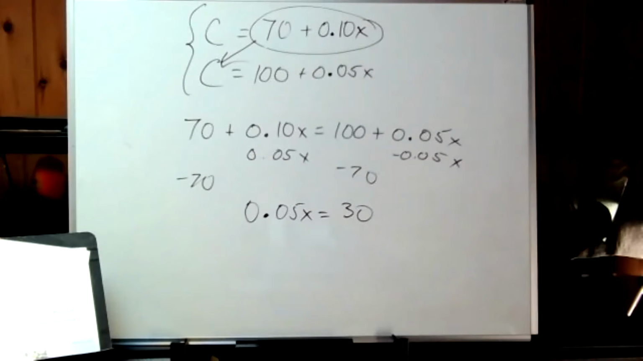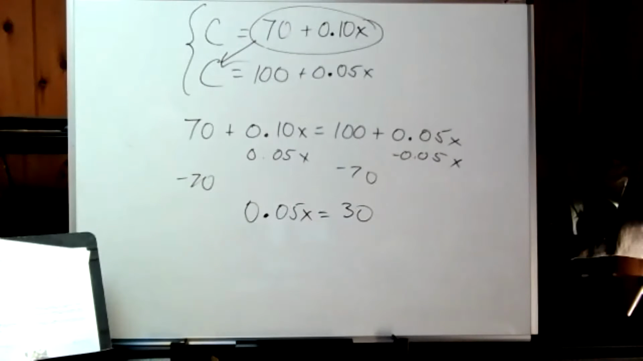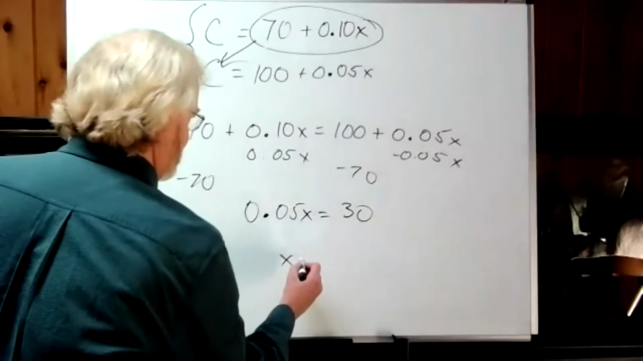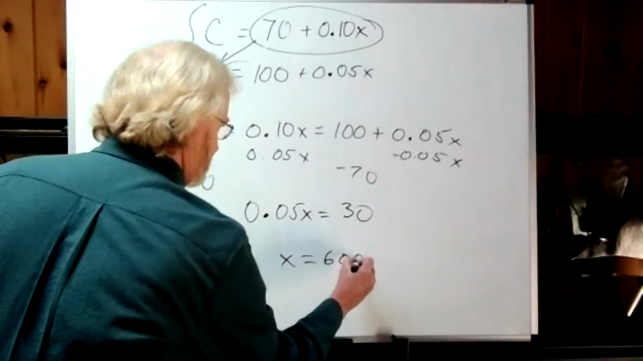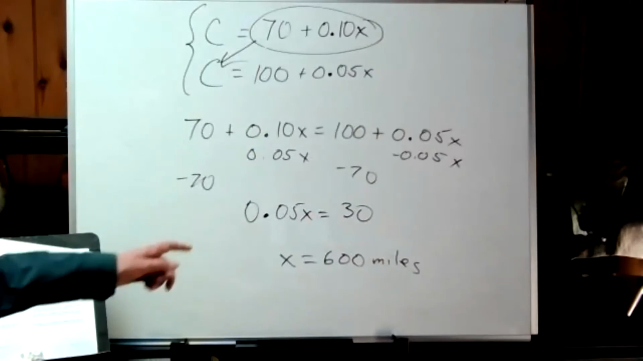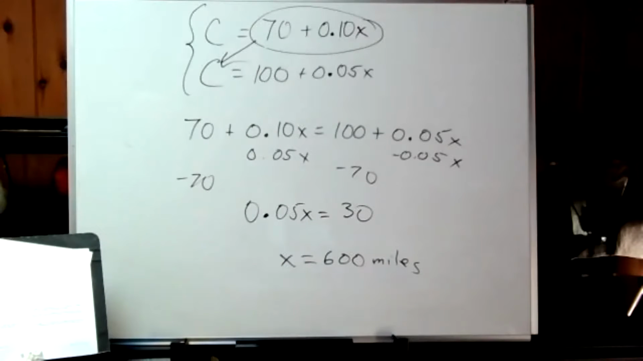Now if I divide by that 0.05, where's my calculator? My answer key tells me that x equals 600 miles. If you've got your calculator handy, you'd be dividing 30 by 0.05. Should come up 600. 600 miles.